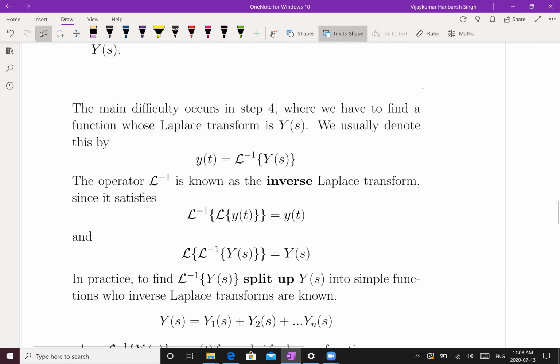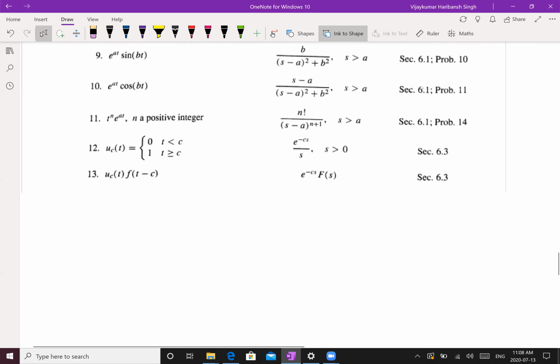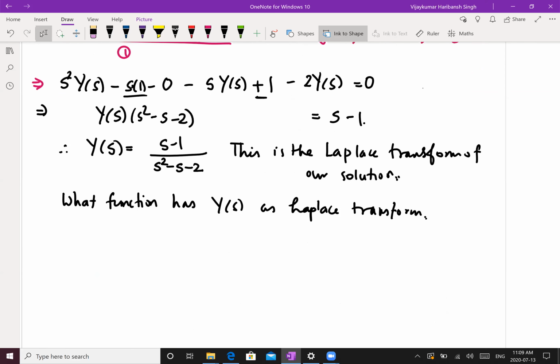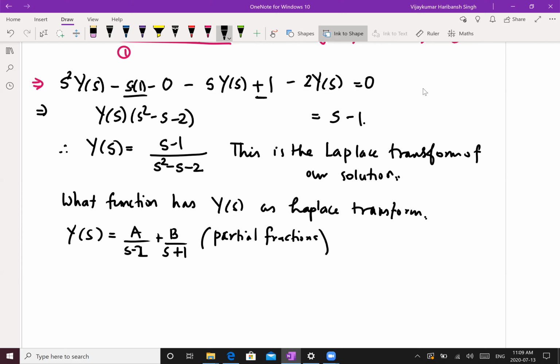Okay, so we are given this table. We can look into it, or these ones we already know. The easy ones we have already derived. So you can write Y(s) as A upon (s minus 2) plus B upon (s plus 1), using partial fractions. The idea is, instead of finding the Laplace transform of this directly, we'll break it into smaller parts for which the Laplace transforms are well defined.